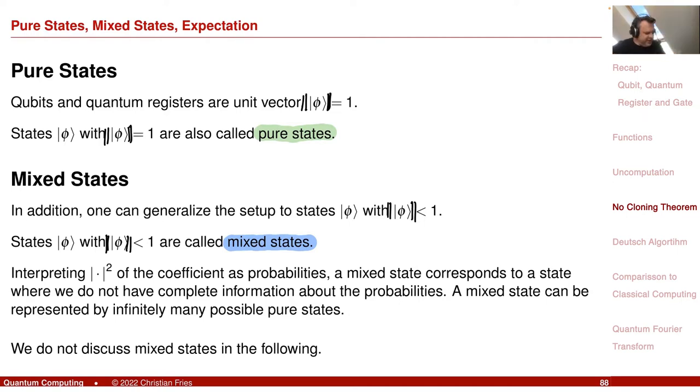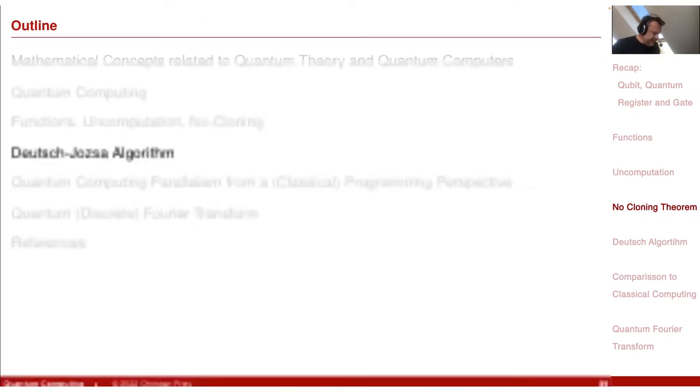That's also easy to see. If you have the unit sphere, and you have some vector, that's now my mixed state inside this unit sphere, and the length is smaller than one. Then you can represent this by a sum of different vectors. You could go a little bit into that direction and a little bit into that direction to represent this vector. So the vector that is missing could be this one or could be some other one. We don't discuss this here.